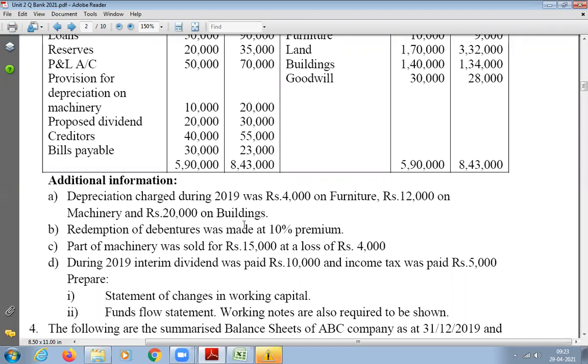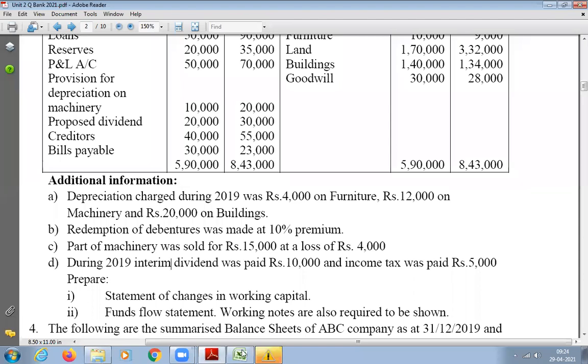Then redemption was made at 10% premium. We will be considering that in both. And machinery sold we already considered. When you are selling machinery, there will be an inflow of fund, so that is a source of fund. You will write that again. Then interim dividend was paid, 10,000, and income tax was paid, 5,000. We will write those in the fund flow statement.